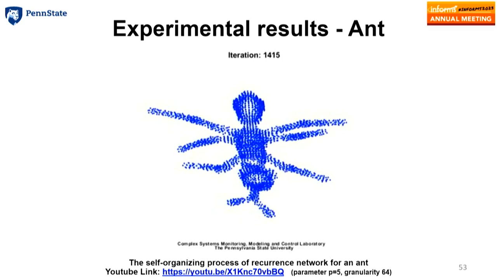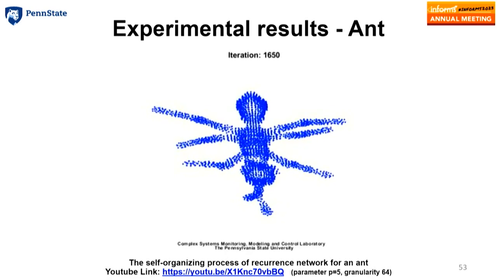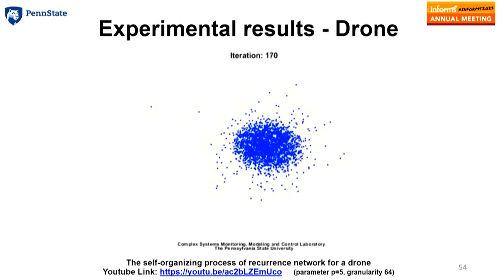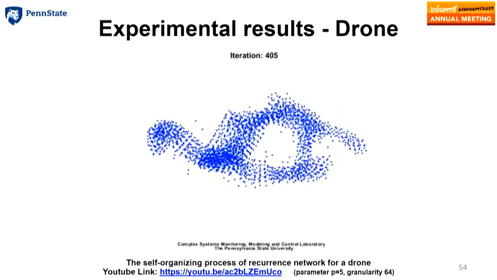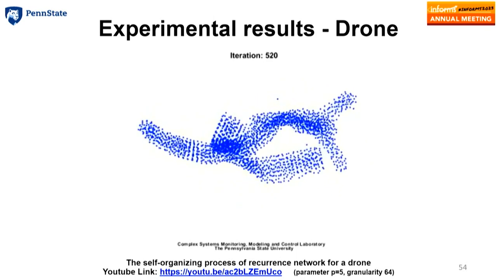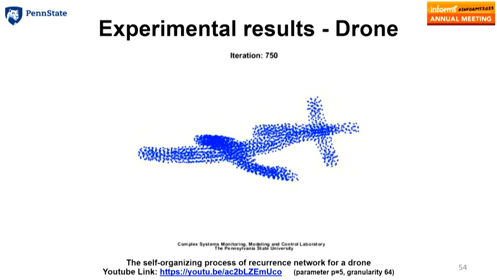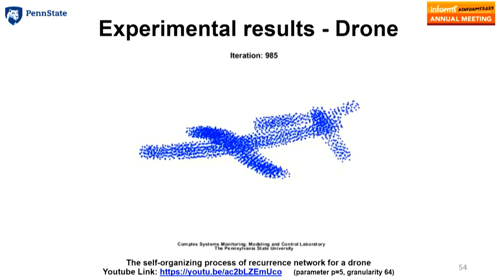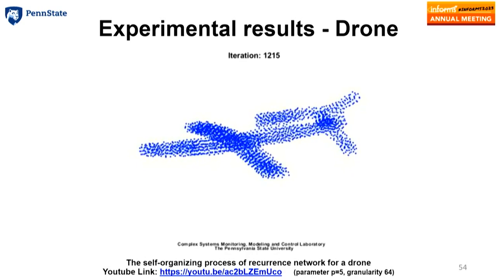Because an ant has a lot of angles and feet, it takes longer to self-organize. The more complex the geometry is, the longer it will take to reduce the energy. And this is another example, a drone. We also start from the random layout, and using the recurrence network approach and leveraging the self-organizing algorithms, we are able to reconstruct the 3D designs. The detailed algorithm is available in the paper that we referred to on the previous page.